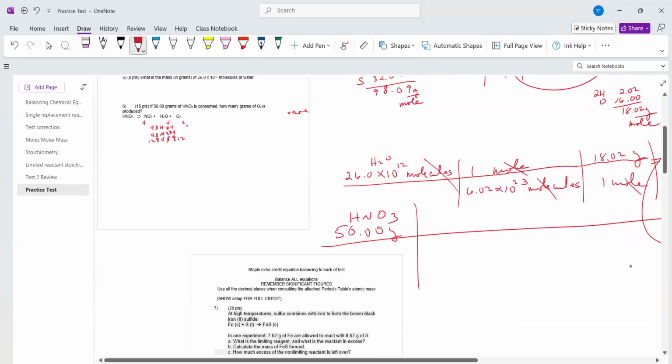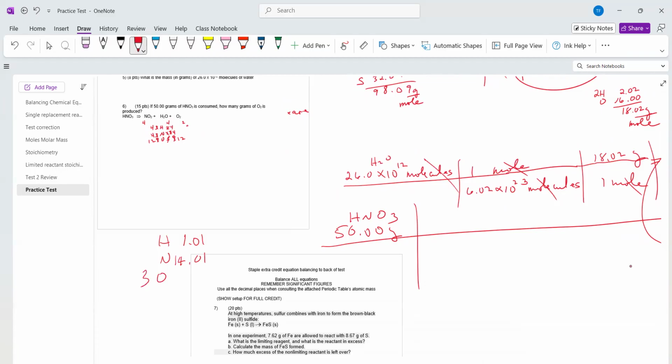Okay, so H is 1.01. Nitrogen is 14.01, and 3 oxygens, so there's 16 apiece, so it's going to be 48. Okay, so we're looking at 2, 9, 13. Yeah.